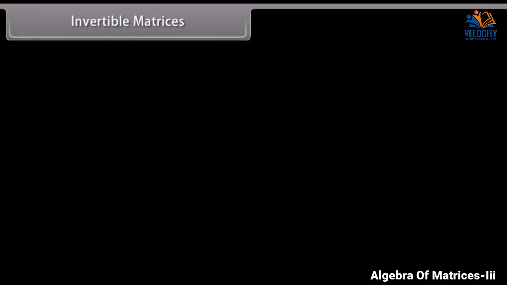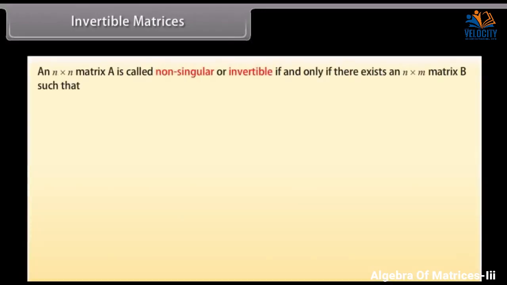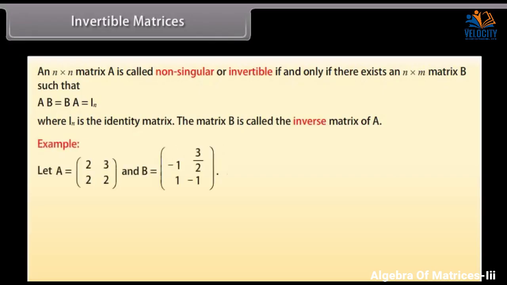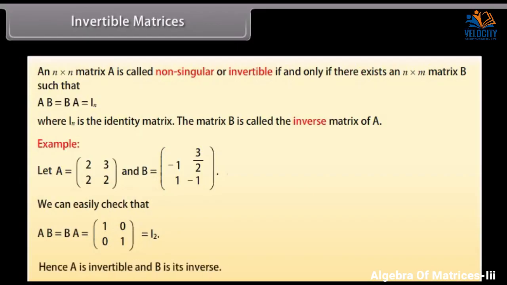Invertible matrices. An n by n matrix A is called non-singular or invertible if and only if there exists an n by n matrix B such that AB is equal to BA is equal to I_n, where I_n is the identity matrix. The matrix B is called the inverse matrix of A. Look at this example. Here A and B are given. We can easily check that AB is equal to BA is equal to the identity matrix. Hence A is invertible and B is its inverse.